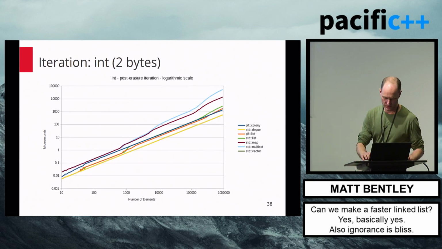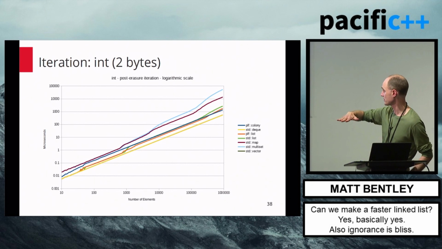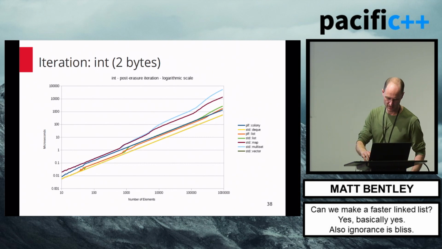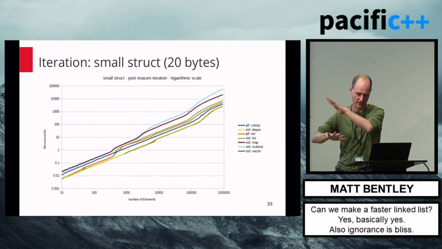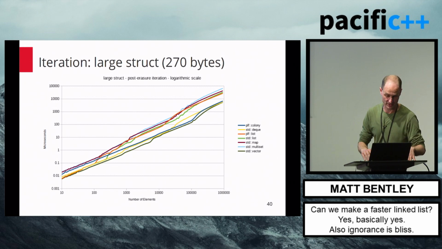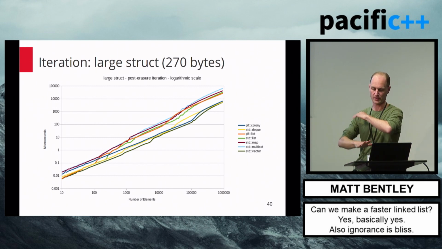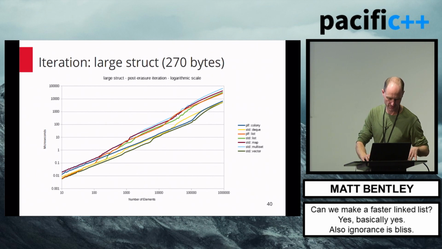Iteration, so yellow is standard deque, standard vector is sort of hidden under the standard vector results, very similar. Small structs, we sort of start to see things expand out a little bit. And then large structs, we start to see a little bit more of that crossing over of performance again between standard list and PLF list.